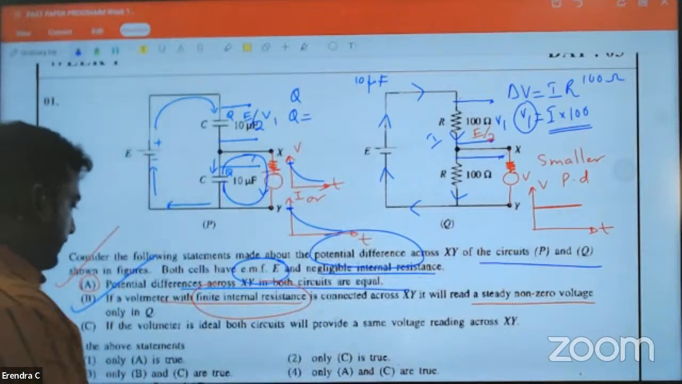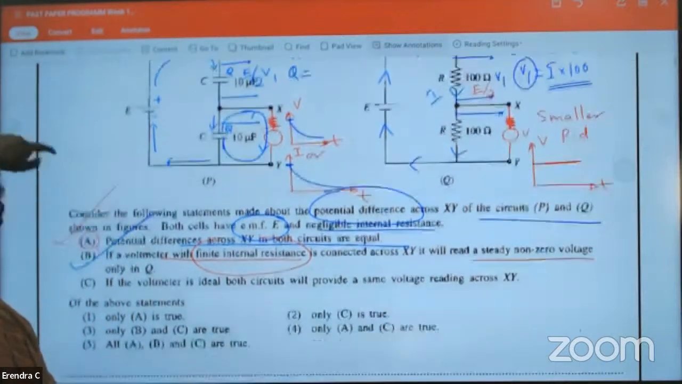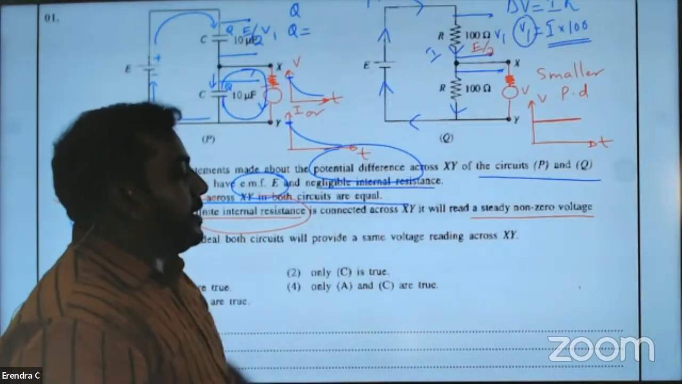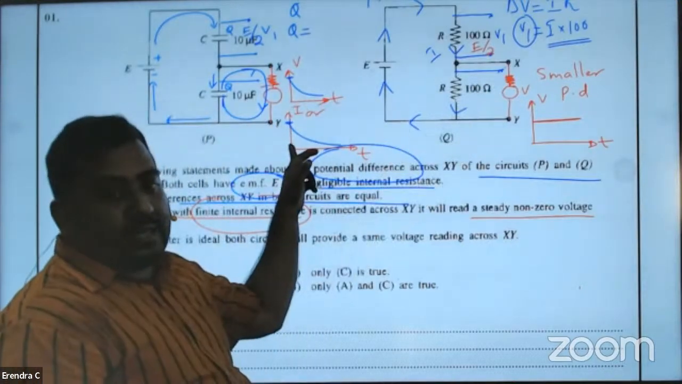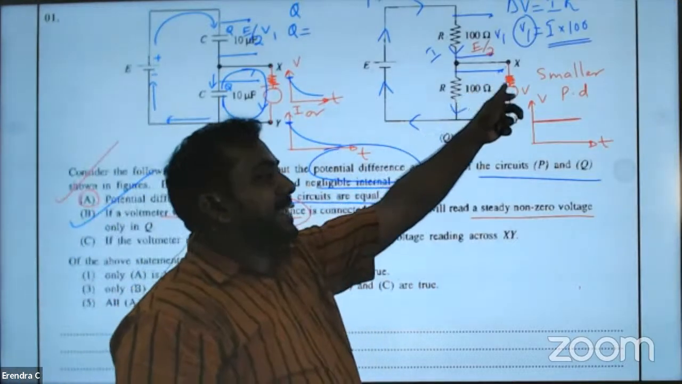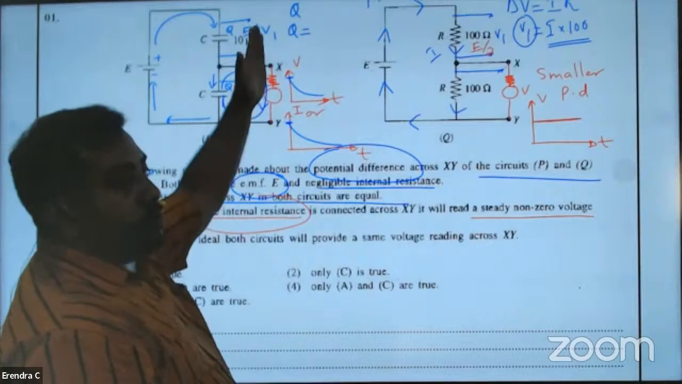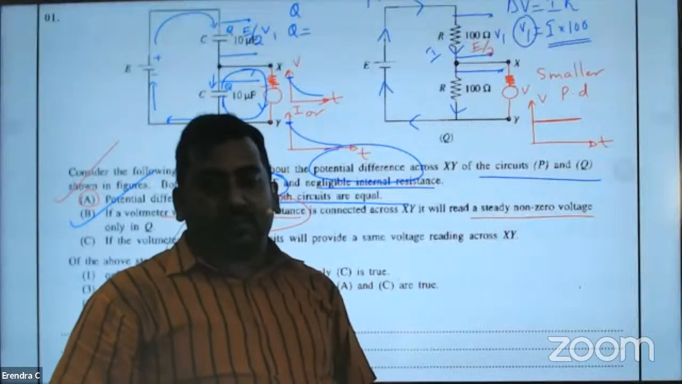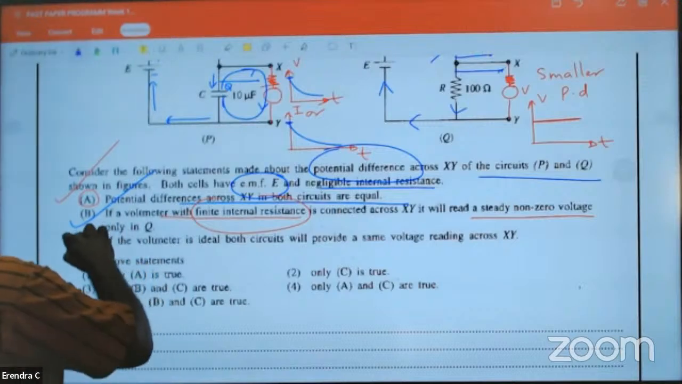Right. If the voltmeter is ideal, both circuits will provide the same voltage drop reading across X, right? What do you mean by that? If I have ideal voltmeters, it means no current passes through, so the effective resistance will be the same. This voltage and that voltage, both will be the same. So here statement C will be correct.